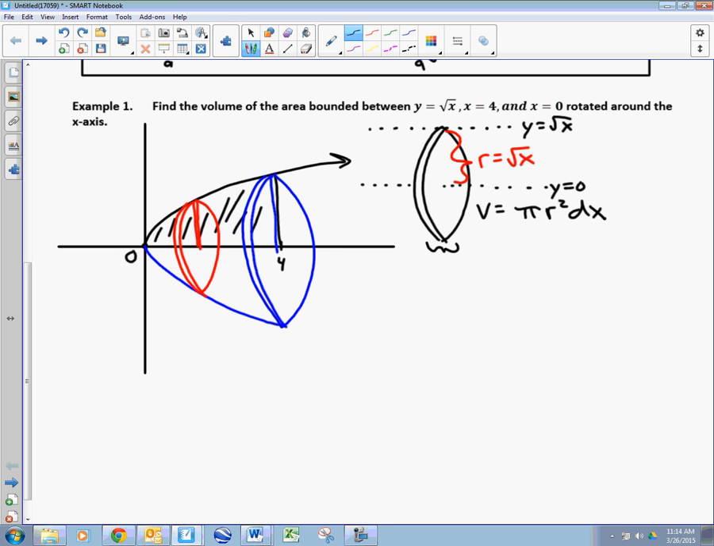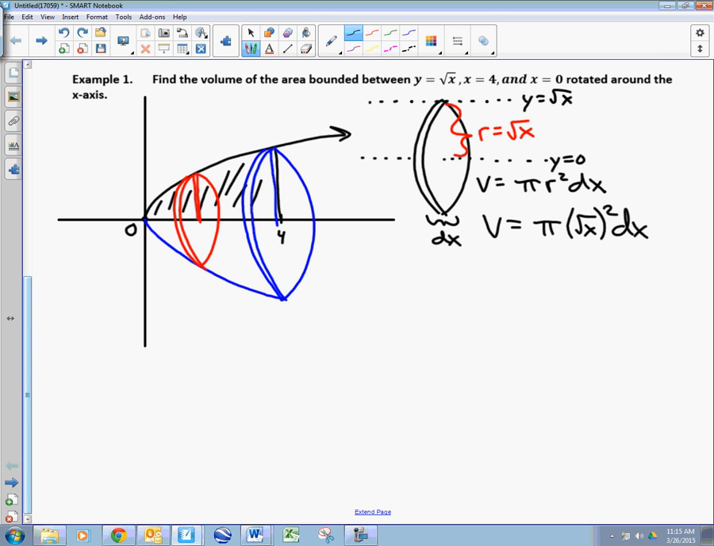My width here, is it a horizontal width or is it a vertical width? Horizontal width. So this width is dx. Each rectangle I sliced has horizontal width. The actual disk has horizontal width. So therefore, the volume of each one of these disks is pi times my radius, the square root of x, squared, times dx.